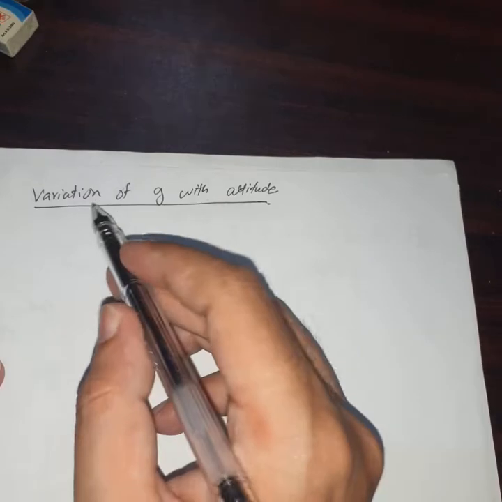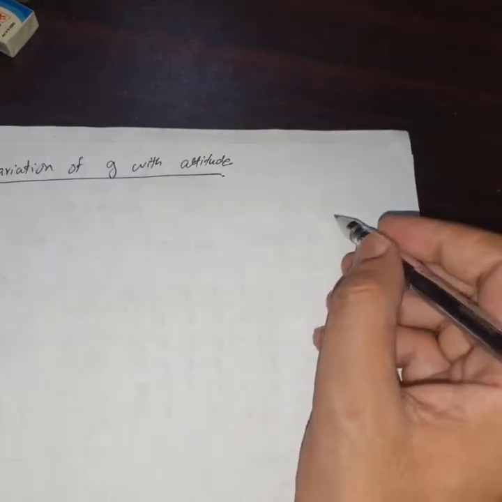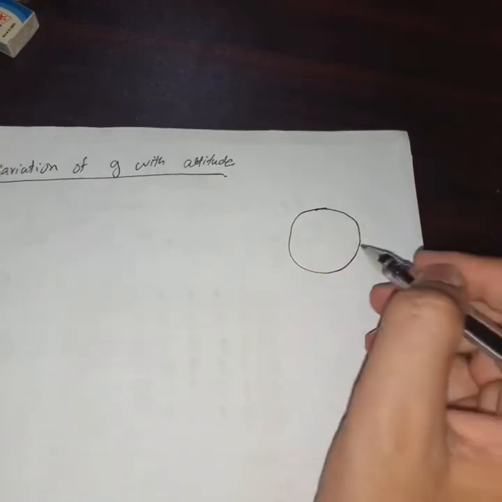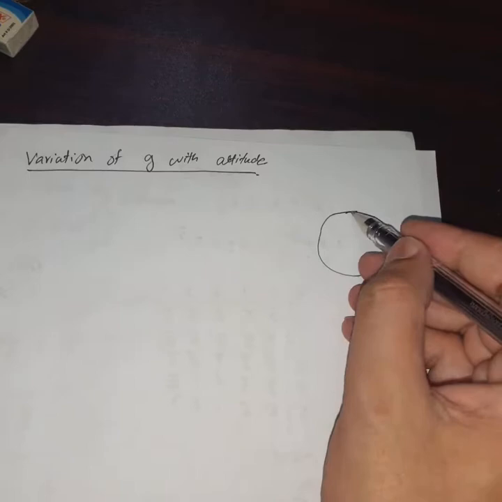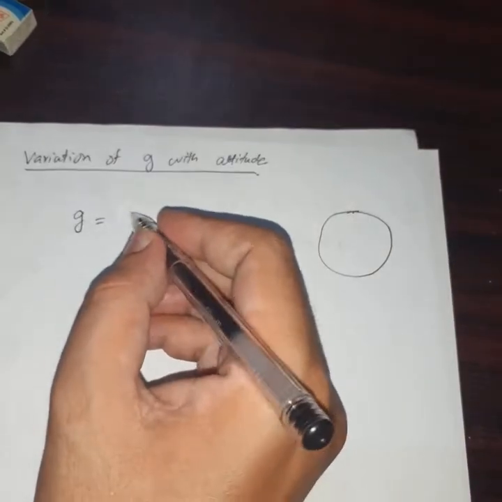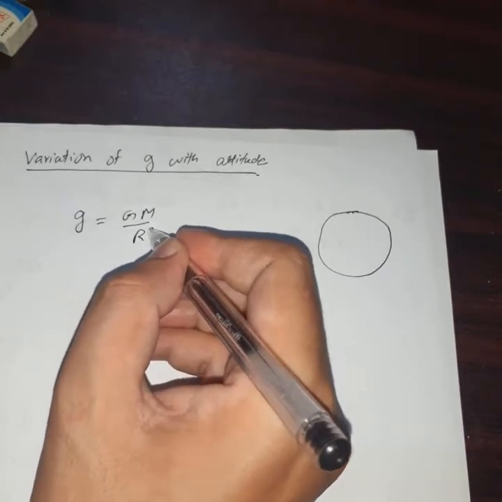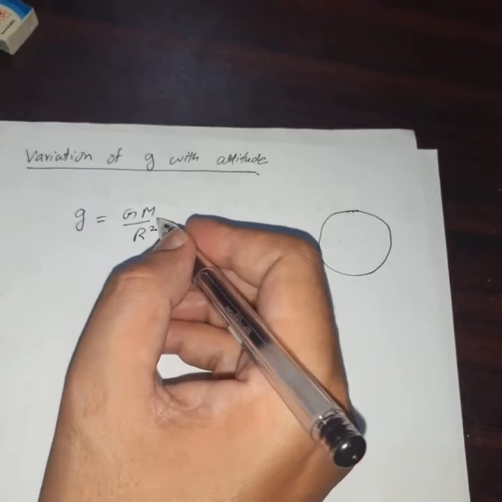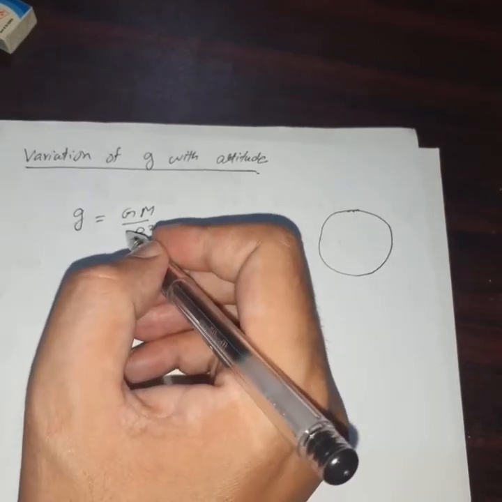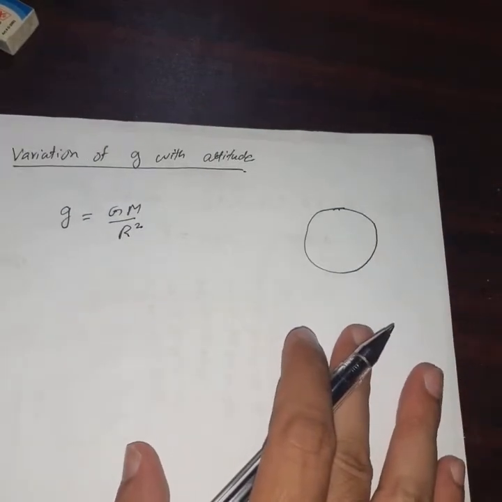In this lecture, we will discuss variation of gravitational acceleration with altitude. Let's suppose this is the Earth. So, on the surface of Earth, gravitational acceleration is GM over R squared, where G is the gravitational constant, M is the mass of Earth, and R is the radius of Earth. We discussed this relation in the previous lecture.